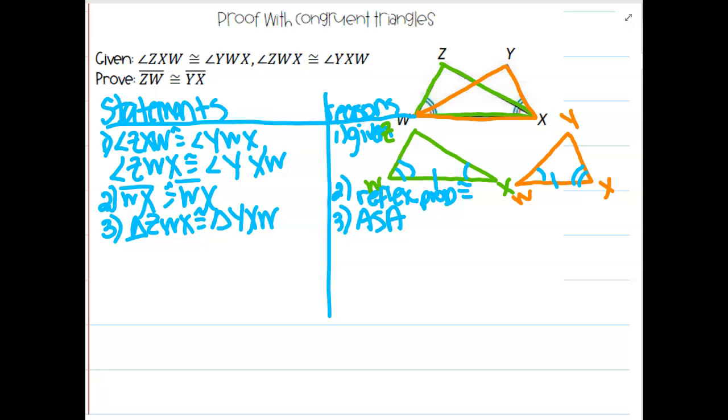And remember, the end goal here is to prove that ZW is congruent to YX. And we know that if the triangles are congruent, their corresponding sides are congruent. So we can say ZW is congruent to YX because CPCTC. That's what we're doing today. Okay, so other than separating it out, it's just more practice with proofs.